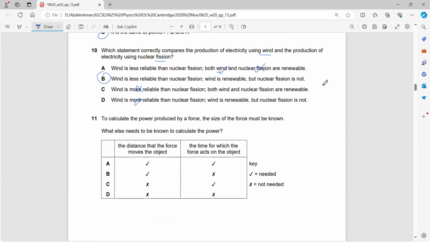To calculate the power produced by a force, the size of the force must be known. What else needs to be known to calculate the power? Power equals work done over time, which is force times distance over time. We have the force, we need the distance and the time. So it would be A.